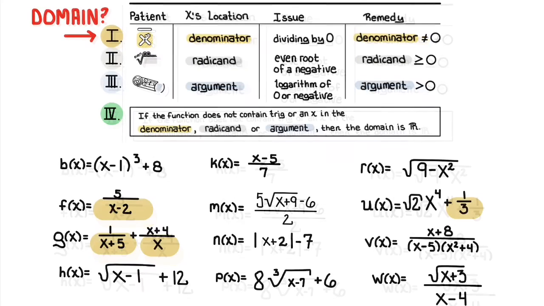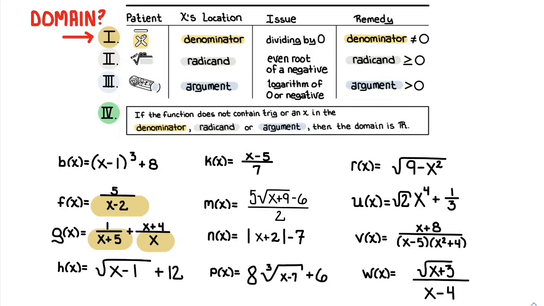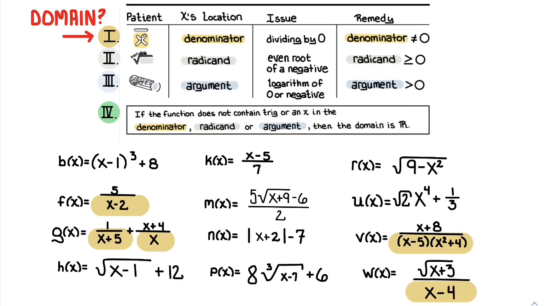We do see another fraction in u of x, but again, the 3 is not an x. We're only looking for the functions where there is an x in the denominator. So v of x has an x in the denominator, and so does w of x.